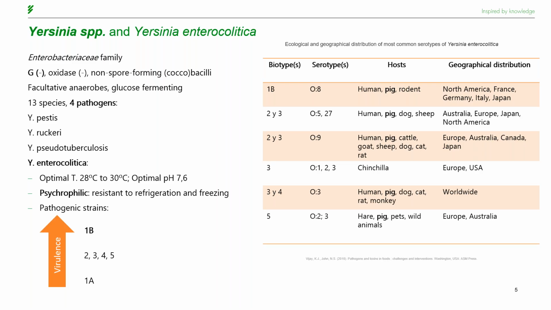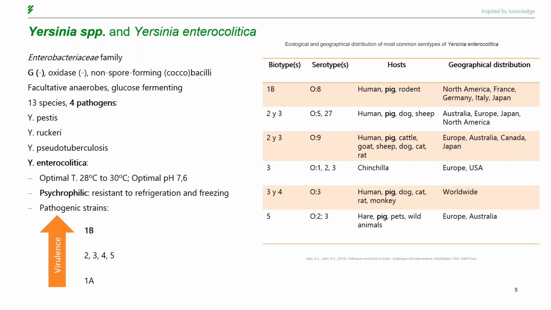So Yersinia enterocolitica is heterogeneous and therefore has been able to be divided into subgroups according to its biochemical activity and the lipopolysaccharide O antigens, as we can see here on the table on the left. The vast majority of isolated pathogenic strains correspond to biotypes 1b, 2, 3, 4, and 5. These have a different geographical distribution.